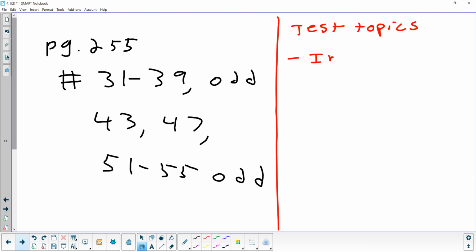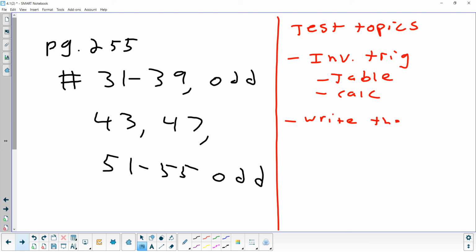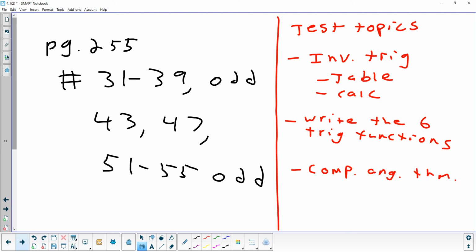You want to know how to do inverse trig, both looking it up in a table, which will be a picture in the question on the test, and using a calculator. You want to be able to write the 6 trig functions. So if I give you a diagram and ask what's the sine, the cosine, the tangent, all that stuff. What else is on there? The complementary angle theorem, which we did at the end of class yesterday. And then the last thing will be solving right triangles, and that's what we did today.